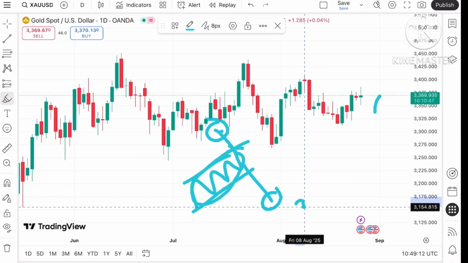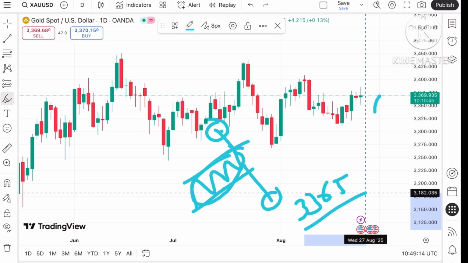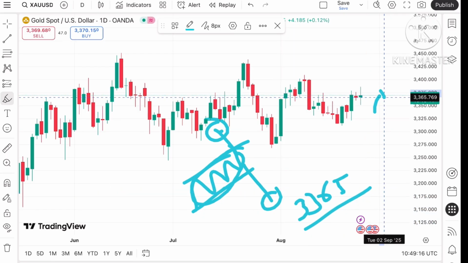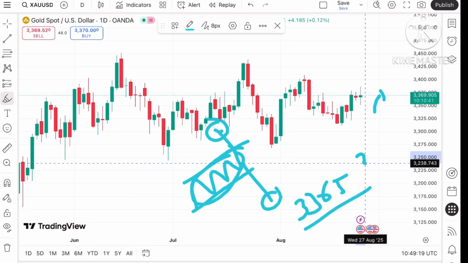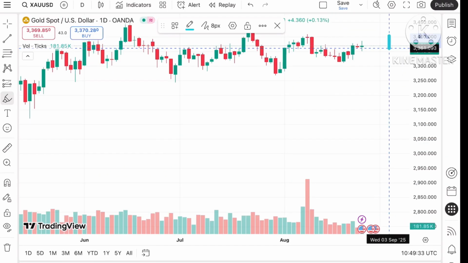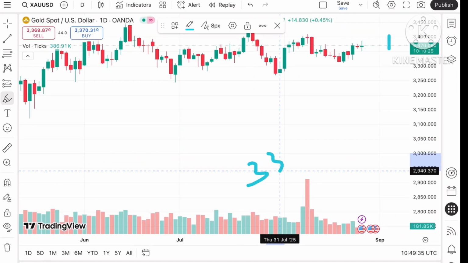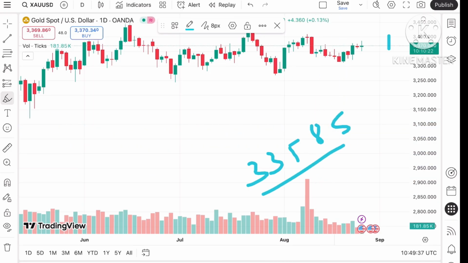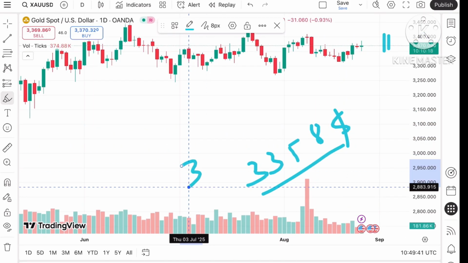Suppose the price starts falling below this level, we can see the price can touch its next support of $3365. If the price moves below that particular level, we can see it touch a level of 3361, which is support 2 after support 1. If it starts falling below this level, the price can touch a level of $3358, and if that doesn't sustain, a further downfall can be seen towards a level of around 3351.